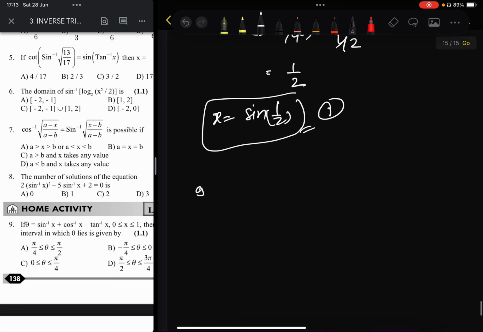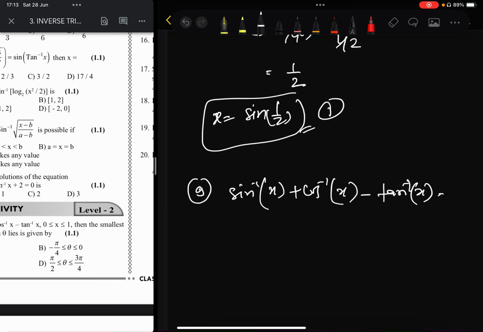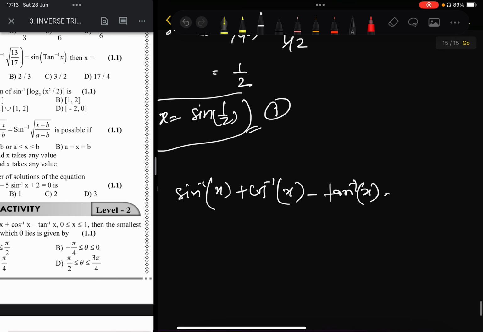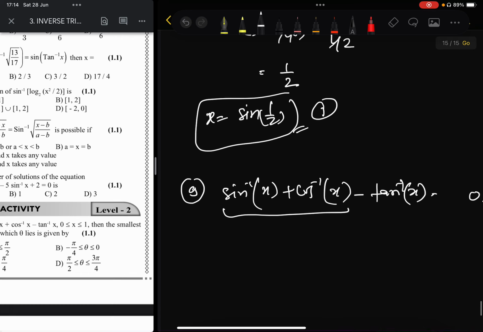Question number 9. The question is theta equals sine inverse x plus cos inverse x minus tan inverse x. We need to find the smallest interval in which theta lies. Here x belongs to 0 to 1. So this will become pi by 2 minus tan inverse x.